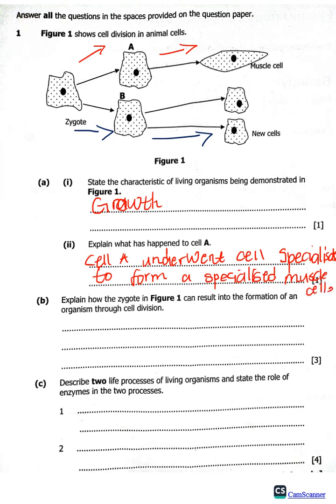Okay, now we can move on to question B. Explain how the zygote in figure 1 can result into the formation of an organism through cell division. So an organism consists of the system. Then the system has the organs. Then the organs have the tissues. Then the tissue is made up of specialized cells. Now we want to explain how this zygote.